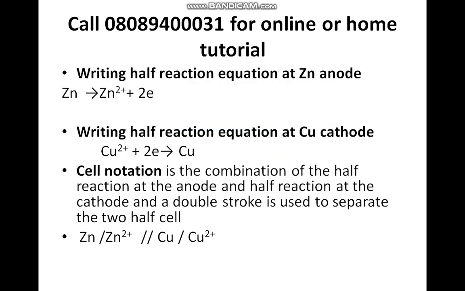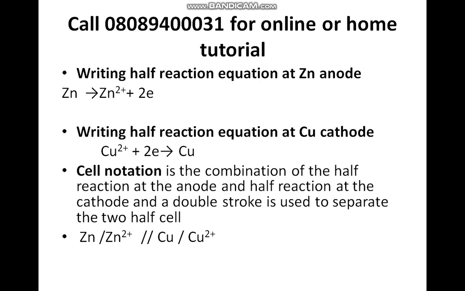How do we write cell notation for an electrochemical cell? Cell notation is the combination of the half reaction at the anode and the half reaction at the cathode without showing the number of electrons. And we now use a double stroke to separate the two half cells. On the tutorial board, we have the zinc atom stroke zinc ion, coupled together with copper ion stroke copper atom. So that is the cell notation for the cell.